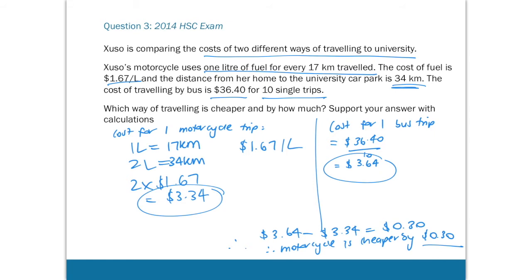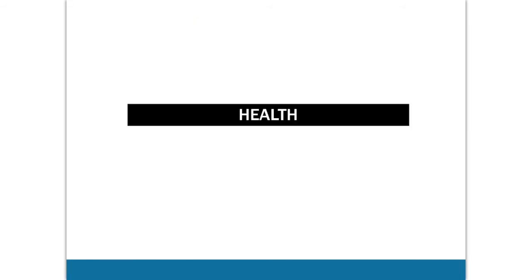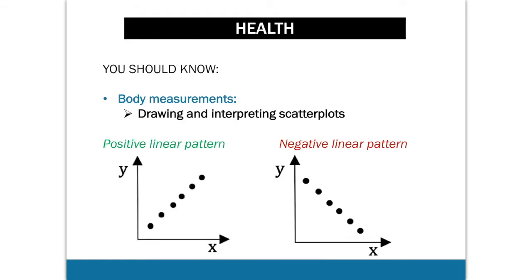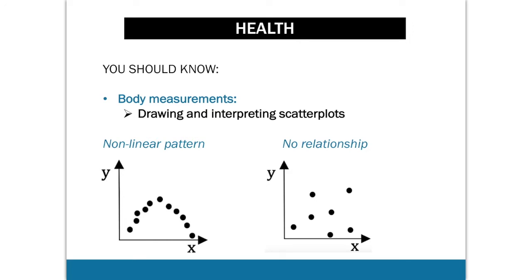Okay, so now let's move on to health. In this topic, you'll need to know how to draw and interpret scatter plots. We know that when the line's going up, it's a positive linear pattern, and when it's going down, it's a negative linear pattern. And when the scatter plot is non-linear, the line will not be a straight line, it'll be kind of rounded like that. And no relationship means the points are kind of all over the place. There's no direct relationship between the points.